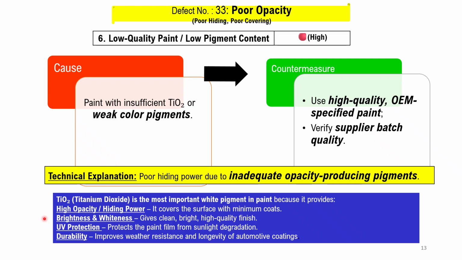Brightness and whiteness, it gives a clean, bright, high quality finish. Regarding UV protection, it protects the paint film from sunlight degradation. Durability, it improves weather resistance and longevity of the automotive coatings. So in this case, the recommended countermeasure is use high quality OEM specified paint, verify supplier batch quality.